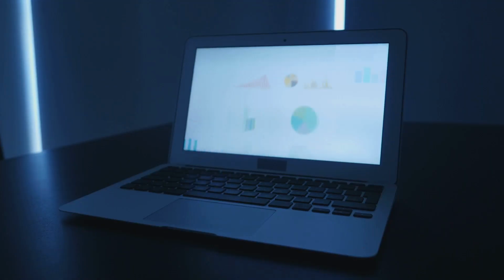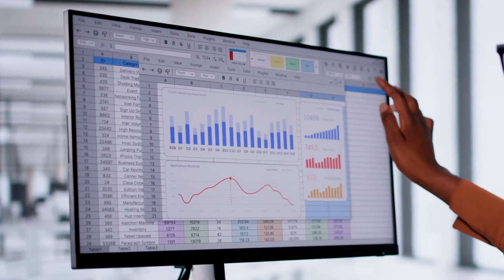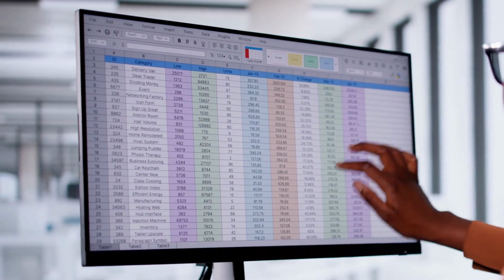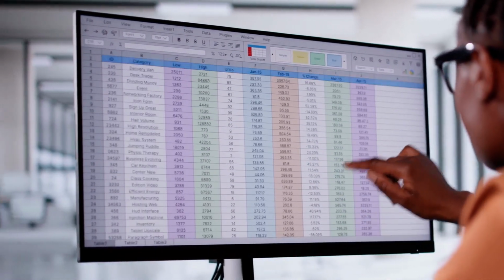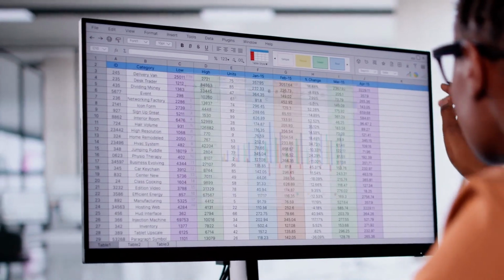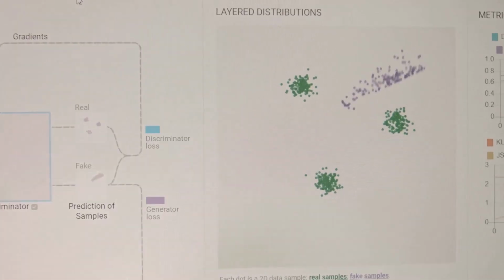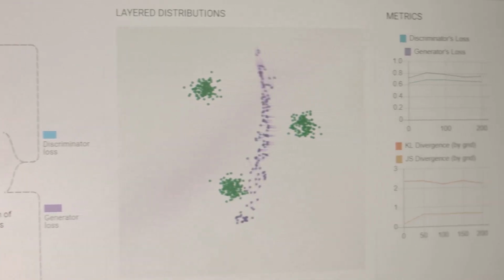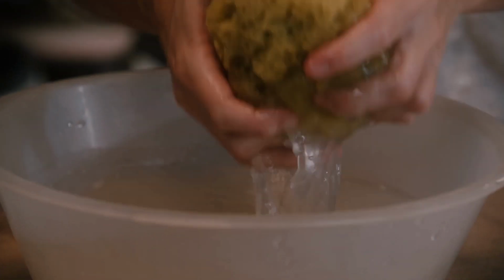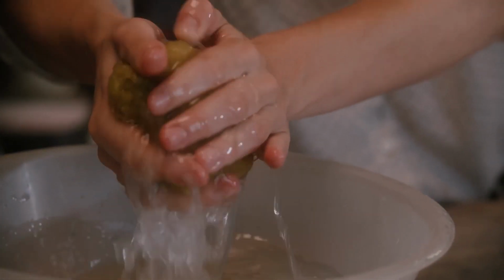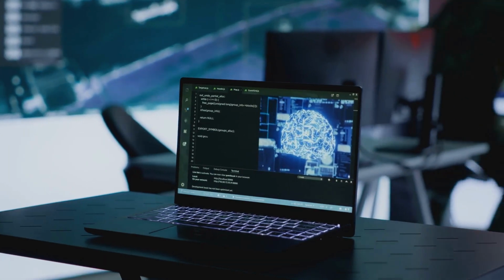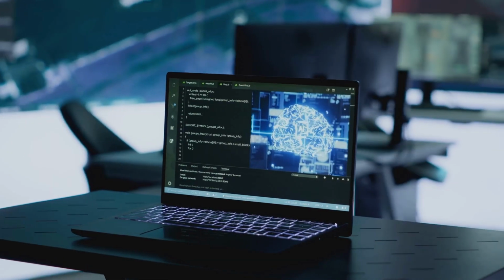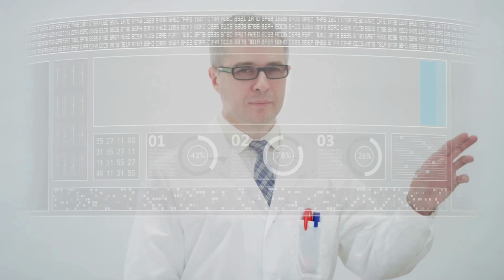Finally, let's explore Principal Component Analysis, or PCA. Data can be messy with too many variables. PCA helps simplify things. It reduces the number of variables while keeping the most important information. Think of it as squeezing out the redundancy in your data. PCA helps simplify your data for easier analysis and can even improve the performance of other machine learning algorithms.